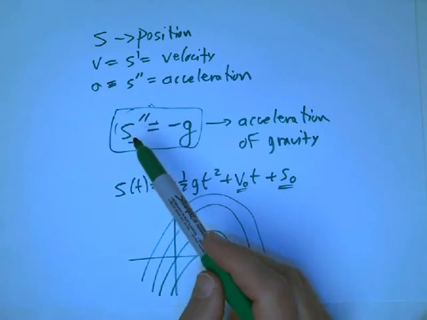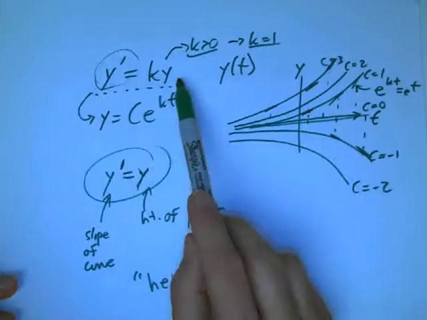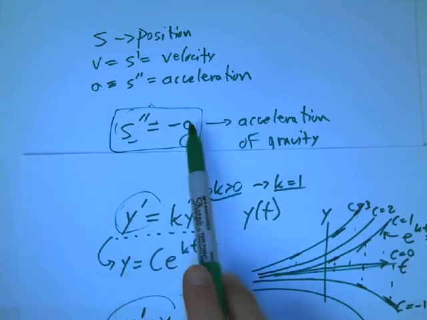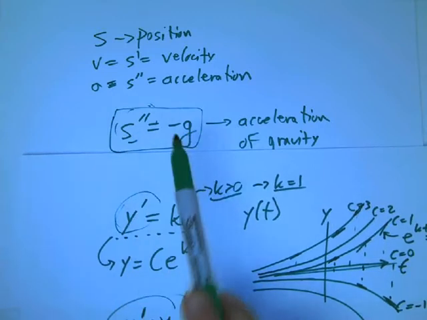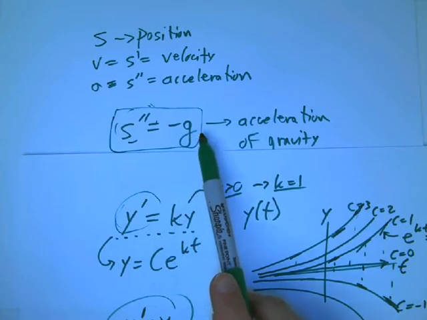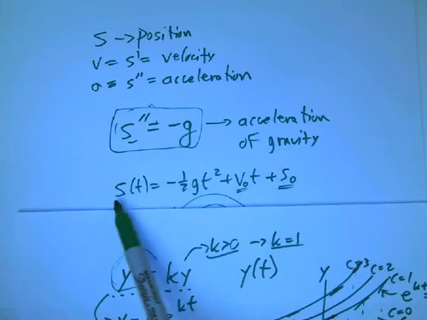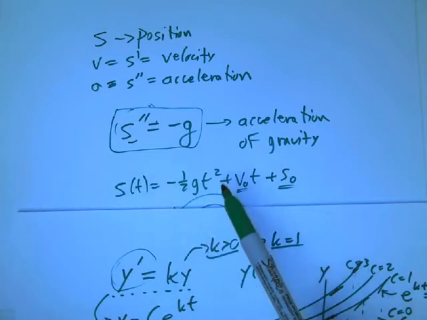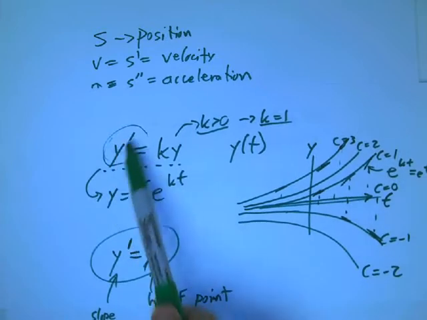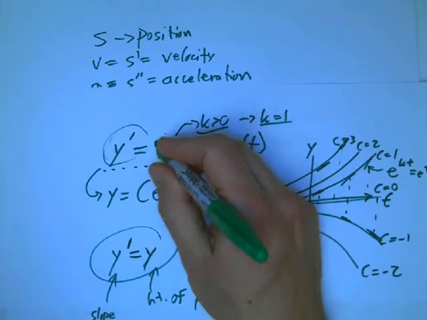So this is really our home base that we've started with before. The difference between this kind of equation and y prime equals ky is here s is an unknown function, but I'm explicitly telling you what the second derivative is. It's just minus a fixed number, the acceleration of gravity. And then we got an explicit formula for v and an explicit formula for s by just integrating twice.